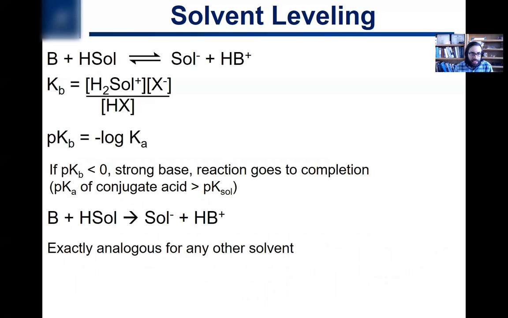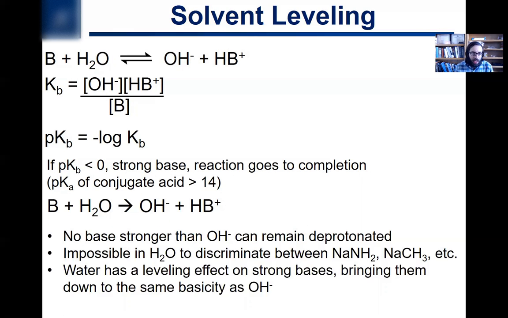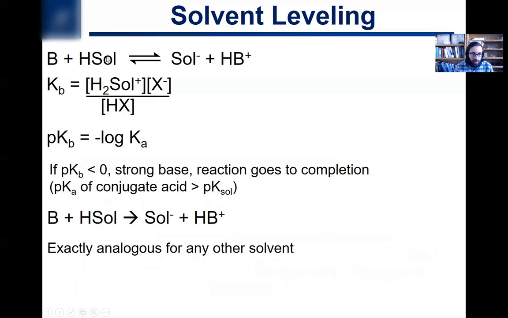So now instead of writing water here, I'm just going to write this with H-sol. So it should be some generic solvent. So B, the base, plus H-sol is going to give a deprotonated solvent anion with HB plus. Sorry, this is pKb equals negative log Kb, but you get the idea. And if pKb is less than 0, then you have a strong base. So that reaction is going to completion.